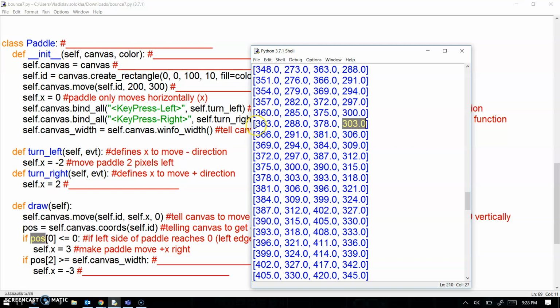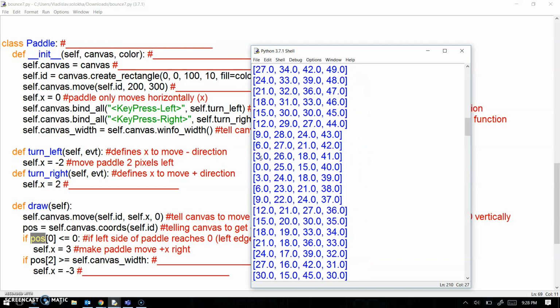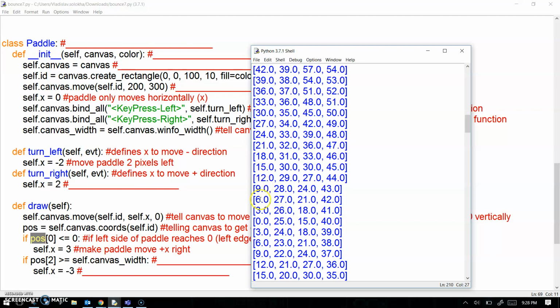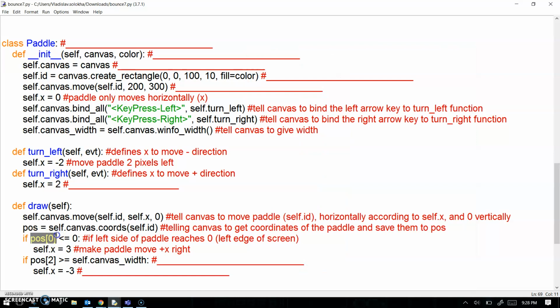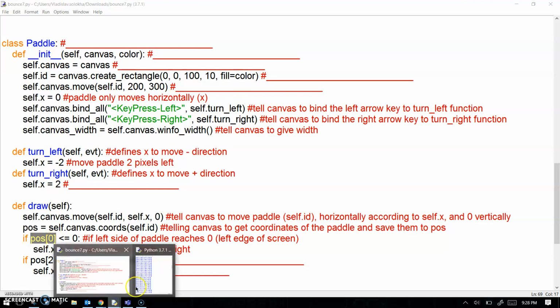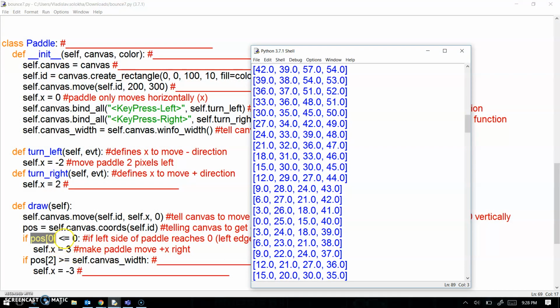So let's say when we reach 0, when the left side of the ball goes from 3 to 0, we bounce. This is where, for example, we are calling that first number. It's asking, is the first number equal to or less than 0? And in this case, it was.